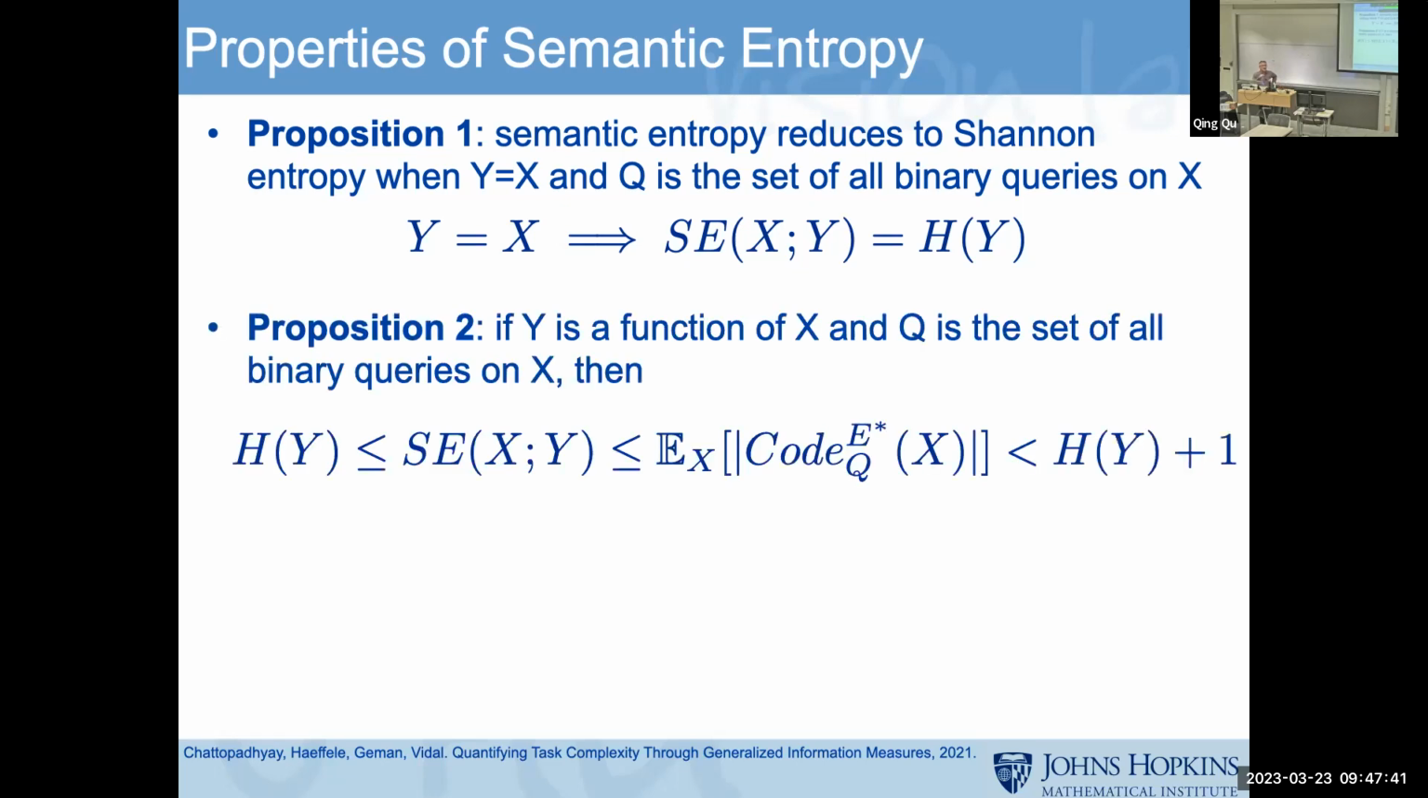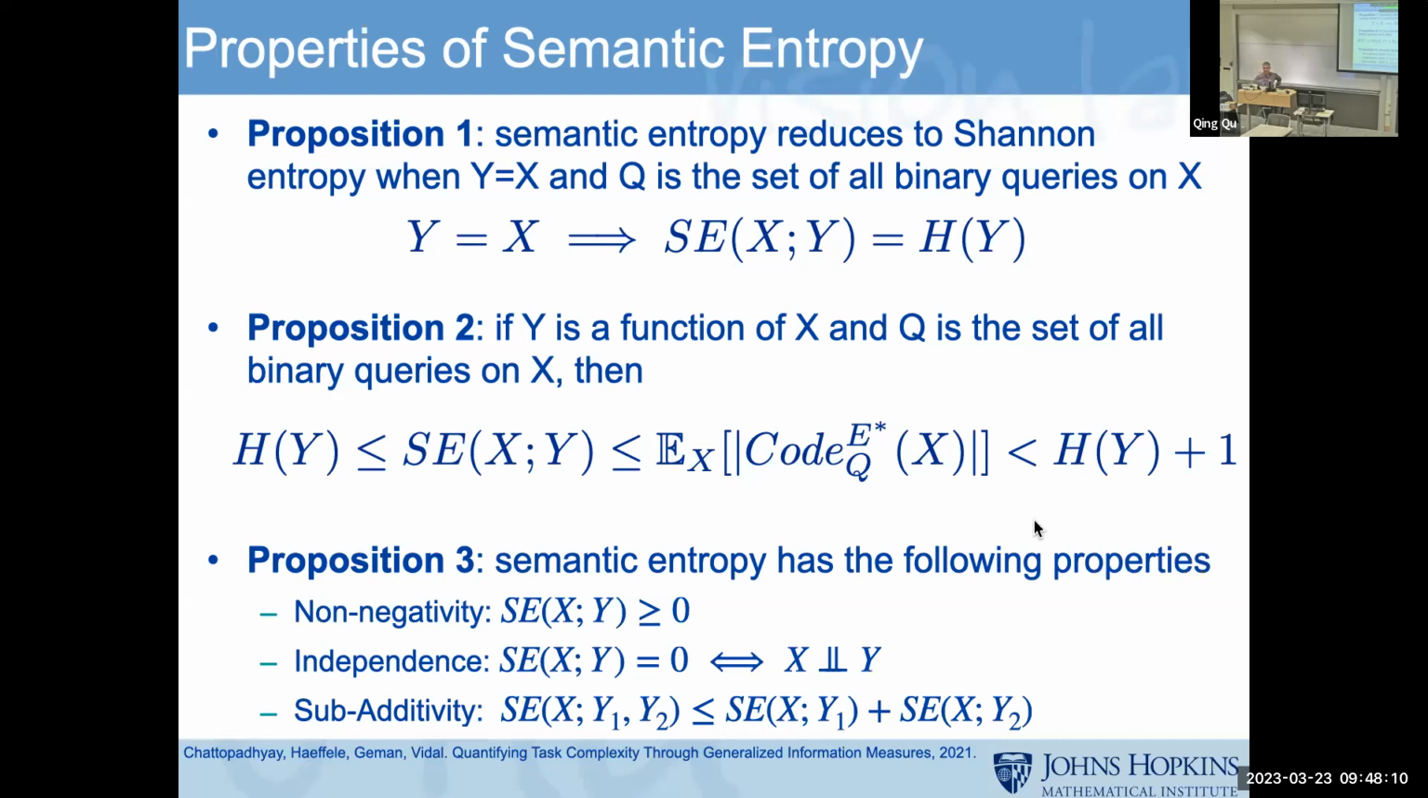Another is, for those of you who are familiar with Shannon's work from the 1950s, this expected code length was proven to be within 1 bit of entropy. So we have an analogous result that says that if y is a function of x, then this expected code length, the optimal, right? That's why there is the E star there, is within 1 bit of entropy.